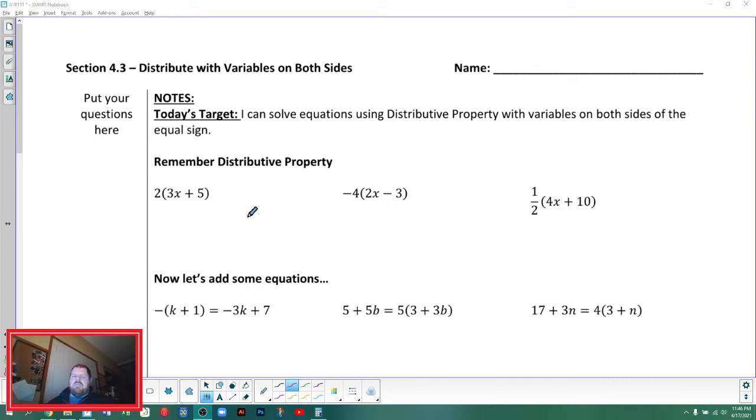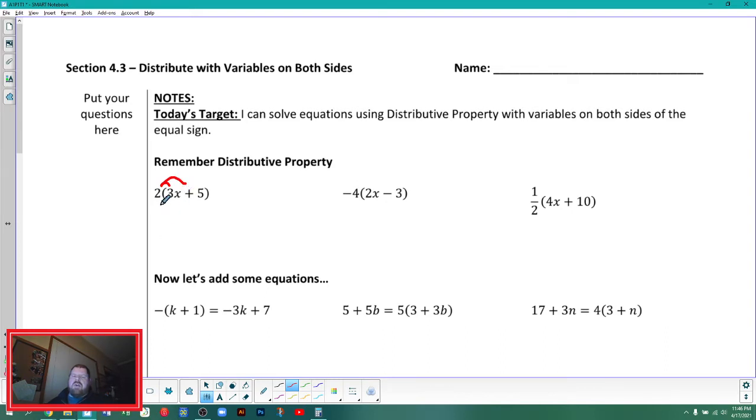Distributive property. I want to take the number outside, bring it inside the parentheses. So 2 times 3 is 6. That one has an x. 2 times 5 is 10. Negative 4 times 2x is negative 8x. Negative 4 times negative 3 is positive 12. That's an important positive to realize. Some people won't get that.